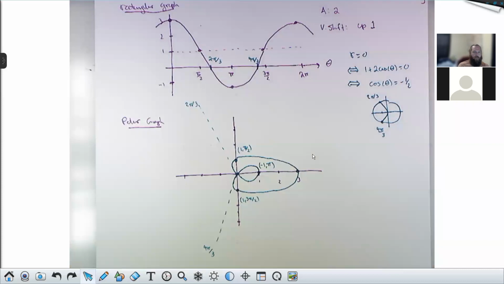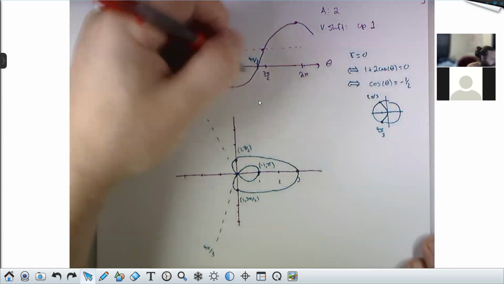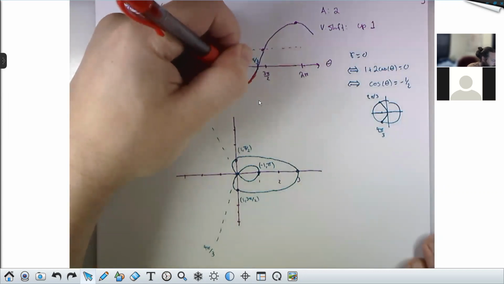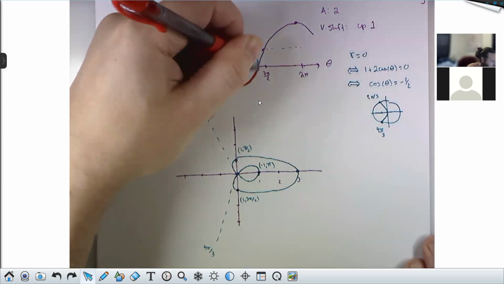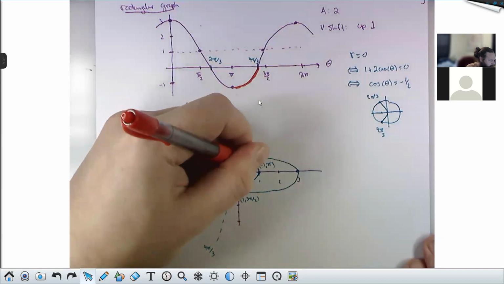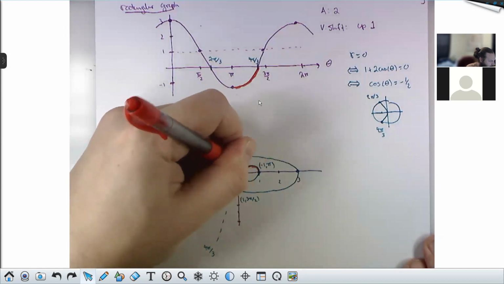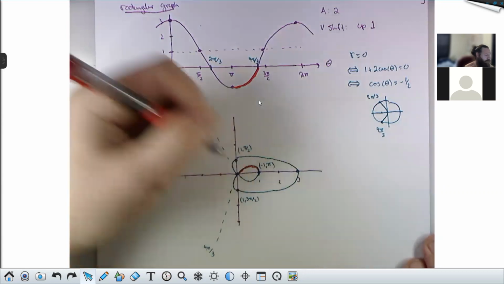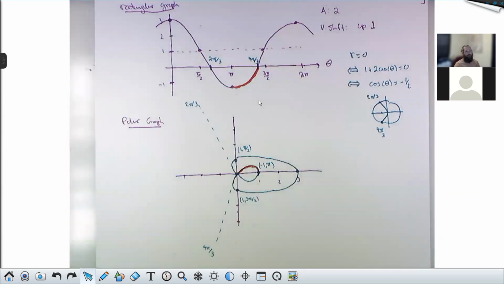And again, it is important to be able to match a part of the curve here to a part of the curve here. So let me just highlight one of these, the part that I'm highlighting in red here corresponds to the part that I'm highlighting in red here. When r is positive, these aren't too tricky, but curves where r is sometimes positive and sometimes negative are harder.